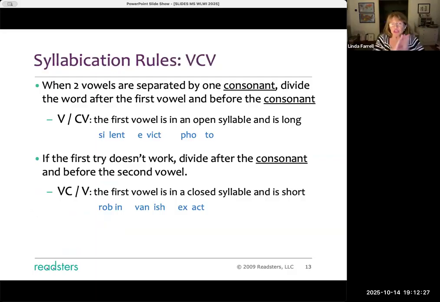So here's another thing that we teach. We teach VCV, so that you look for a vowel, consonant, vowel pattern. And if you find that, such as in silent, then you break between the vowel and the consonant. But if breaking between the vowel and the consonant doesn't get you a word, then you try again and you break between the consonant and the vowel. So instead of rob-in, it would be ro-bin. Instead of van-ish, it would be va-nish.